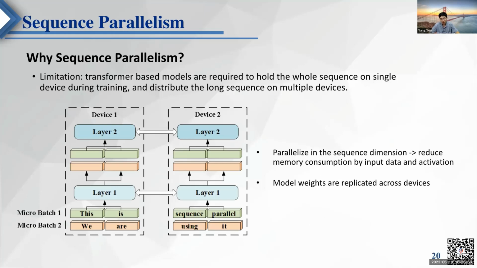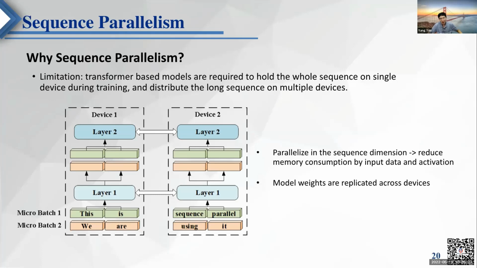Let me use a transformer as an example. For a transformer, we know we have two major parts. The first part is the MLP, the second part is the attention. For the MLP, it doesn't matter, because after you do the partition, they are independent. You do not need to do the communication.